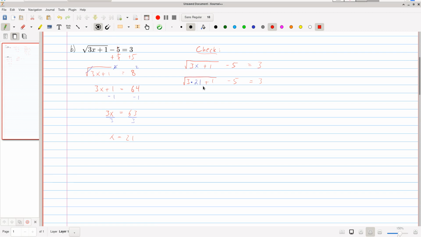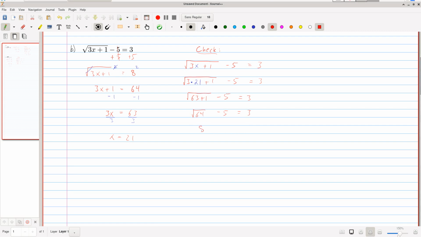So we want to evaluate what's in the radical first. So 3 times 21 is 63. And we'll just bring everything else along. Further inside the radical, 63 plus 1 is 64. So we've got radical 64 minus 5 equals 3.